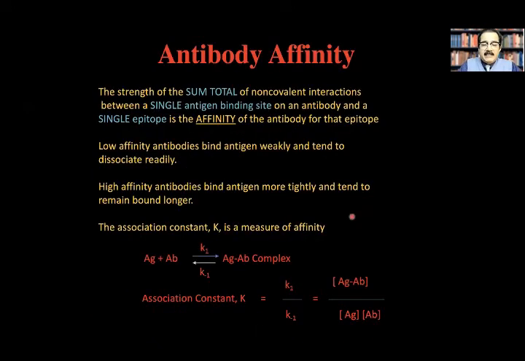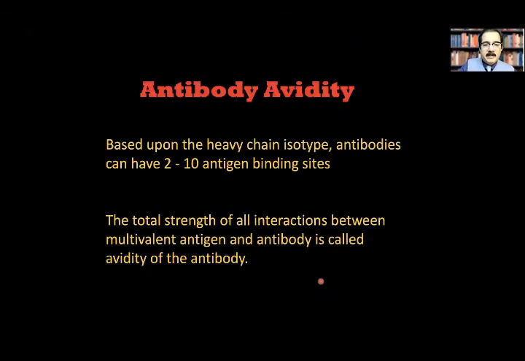Okay? And this is just to tell you that you can actually measure the strength of this binding in terms of affinity and also avidity. People tend to use these interchangeably, but they are not. Affinity just tells you the strength of binding of one combining site and one epitope. And the avidity is the sum of all of them. If you have an IgM molecule that has 10 combining sites, if you added all of them, you would call that the avidity, right? So the antibody avidity is based upon the isotype, because you can have either 2 combining sites or 10. And so the avidity is the total strength of interaction between a multivalent antigen and the antibody.